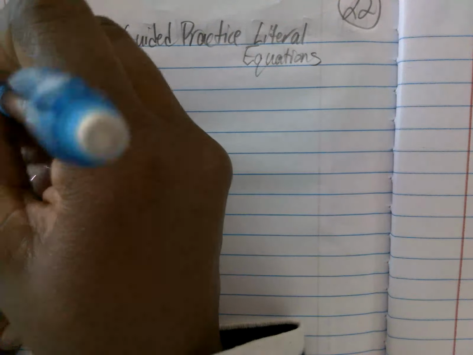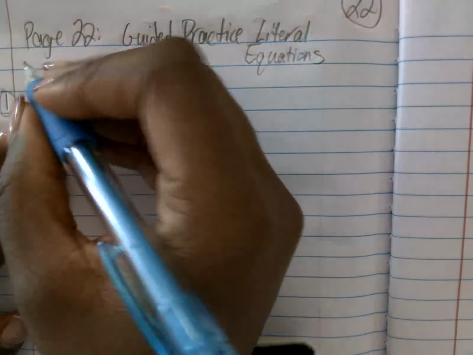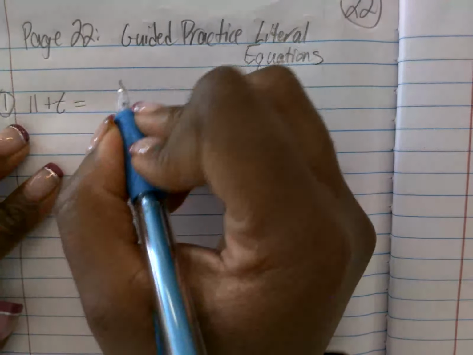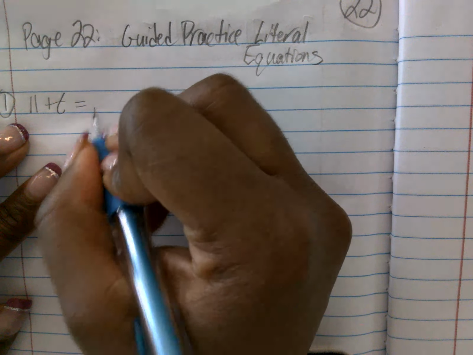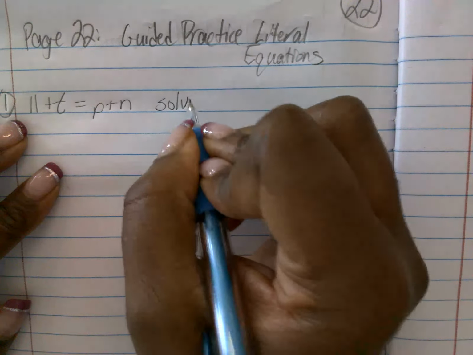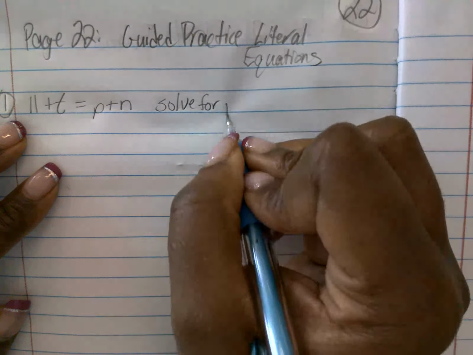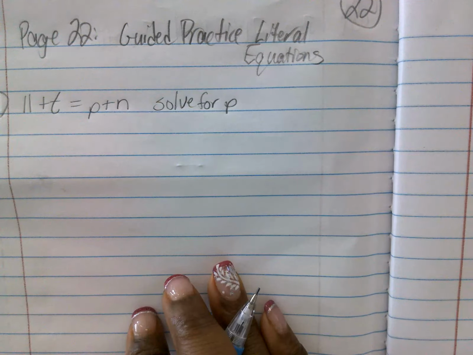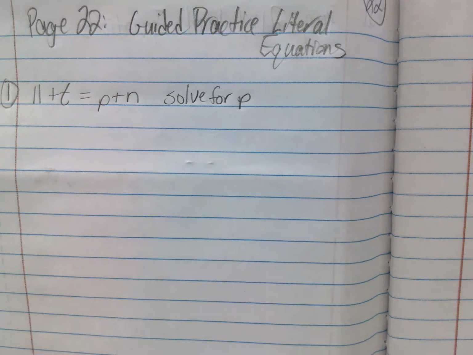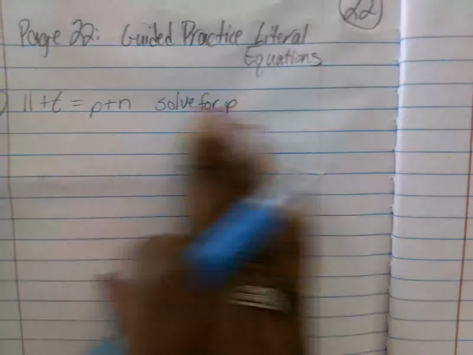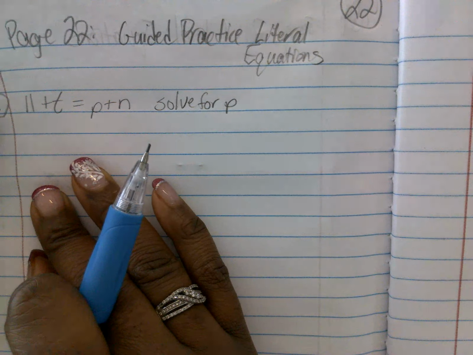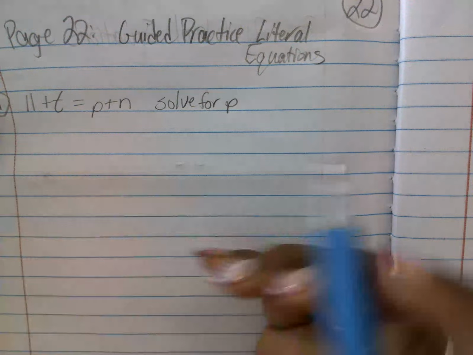So let's do the first one, number 1. We have 11 plus t is equal to p plus n. Let's solve for p. All right, here we go. So we're going to solve for p. We got to get p by itself. What's the very first thing that I need to do, Emma?